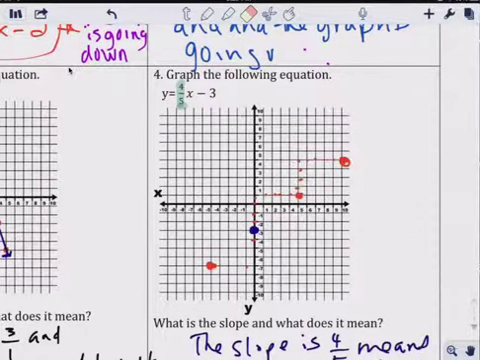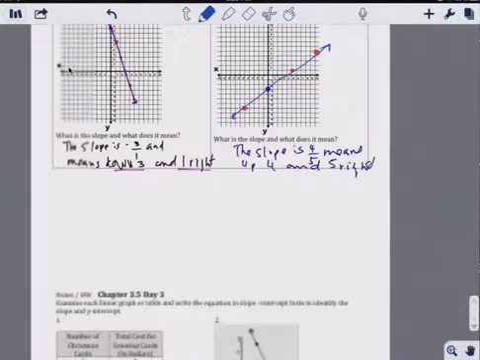And you erase all these little dots because you don't need them. And you just connect the points together. And you got a nice straight line.